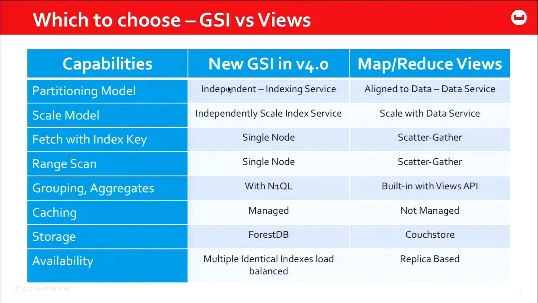Versus GSI is actually something that you can independently scale and partition. The scale model is different. You can take the indexes and put them in a separate service. The GSI indexes are on a separate service, and you can actually disable them on specific nodes and give them dedicated compute capacity without any competition from the other services.